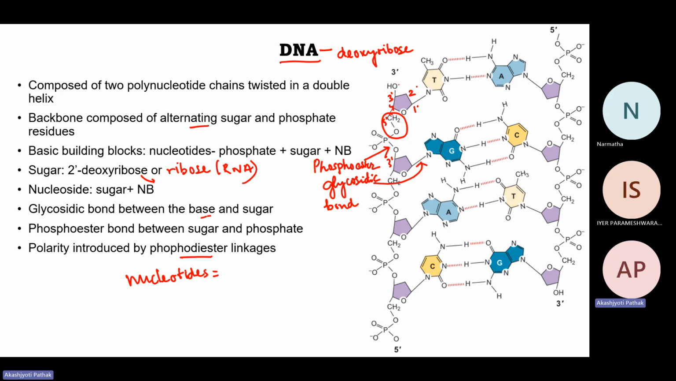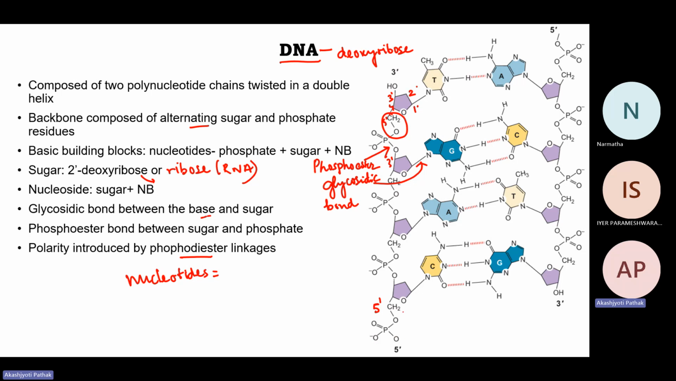So one strand, the strand which has this free OH group, the 3' OH group, is called the 3' end. And the other end of this polynucleotide strand will have a phosphate group which is attached to this 5' carbon, right? So this is the 5' carbon, CH2OH. Since this phosphate group is attached to this 5' carbon, it is called the 5' end.